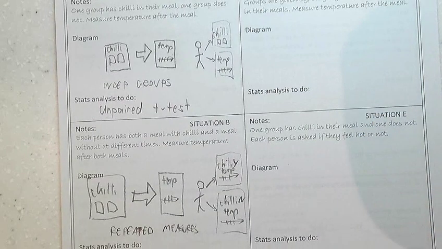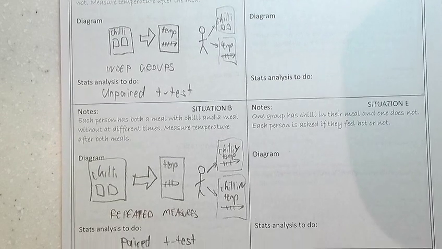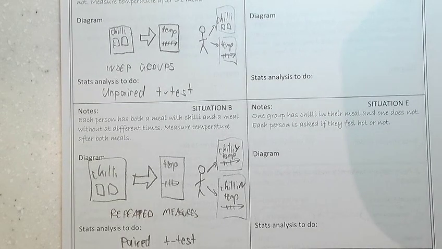So for the second one, you won't call them independent groups, you just call them repeated measures. So they're the two different situations, independent groups and repeated measures.